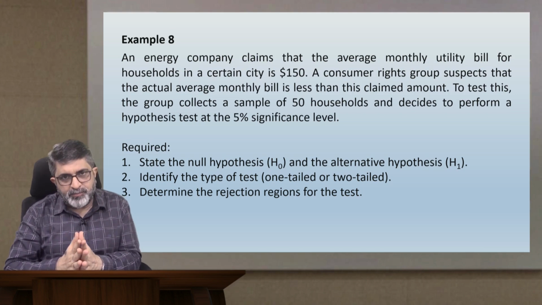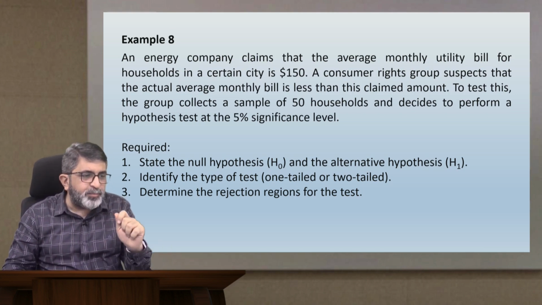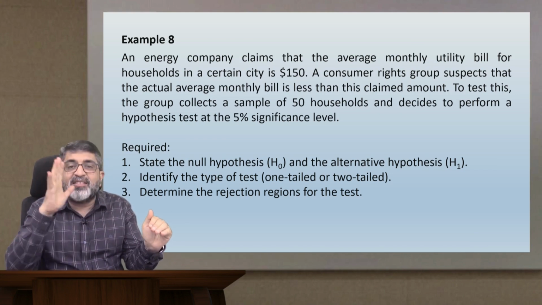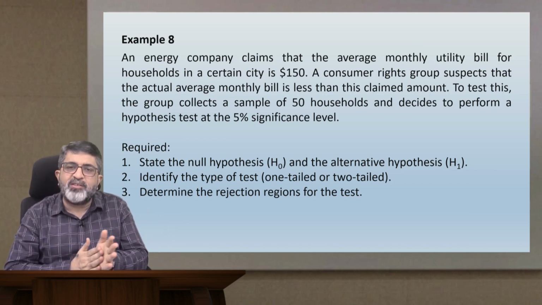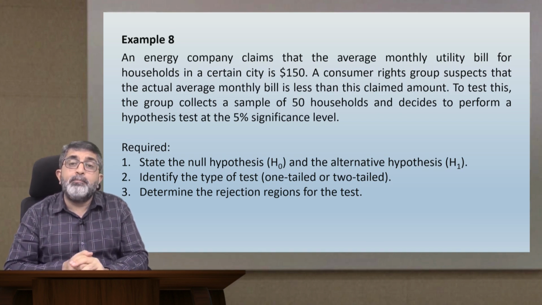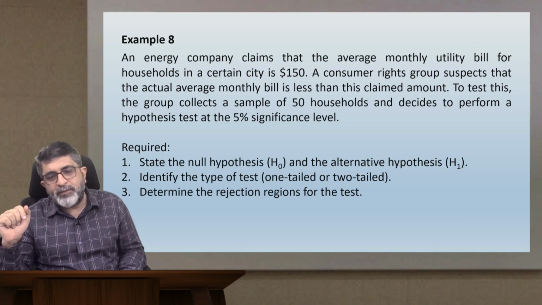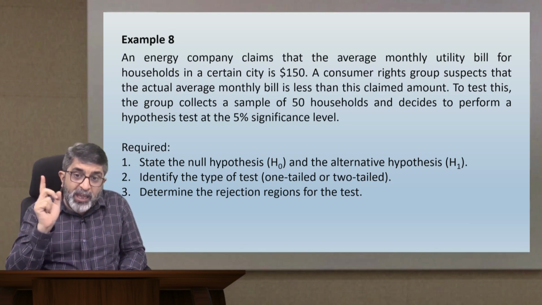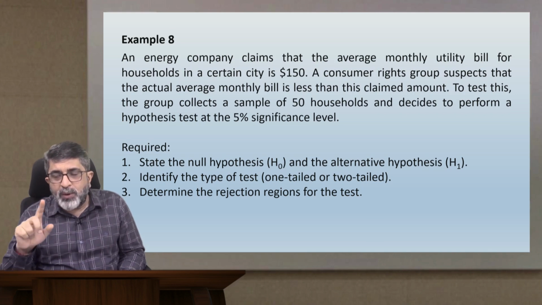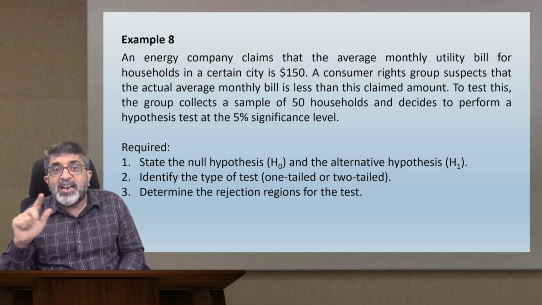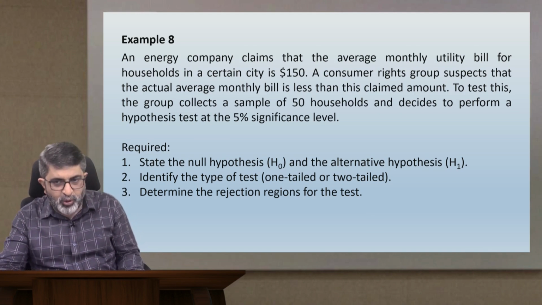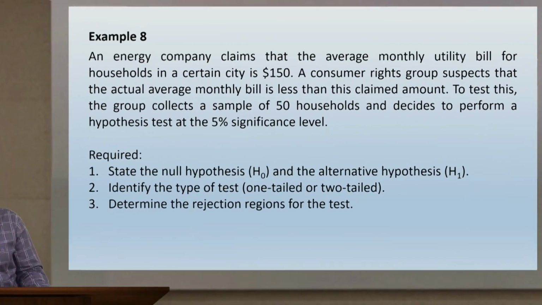Now the company's claim is H0 and the claim of the consumer rights group who is placing the suspicion is H1. What is it that they are suspecting? That the average monthly bill is less than the claimed amount. The claimed amount is $150. So we will conclude that H1 states mu less than $150. So H0 will be formulated accordingly, stated as mu greater than or equal to $150. So let's begin with that part of the solution first.